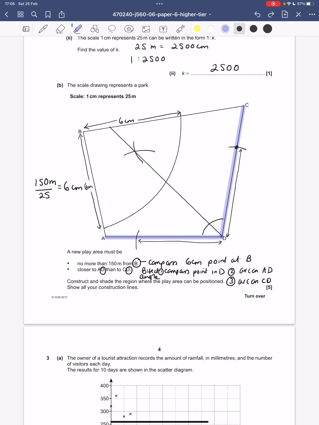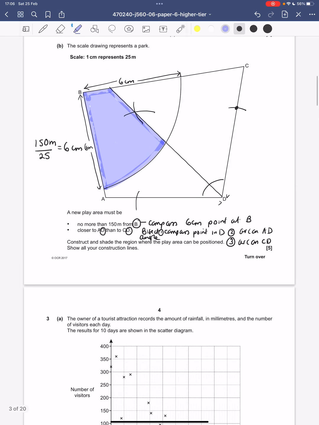Well, no, I'm going to take this out actually, because, well, let's take some of these out. You don't need, that's what you need. You need those arcs. And then we can shade. The shaded part is this here. Because inside this shape here, whatever it's called, we're closer to AD than to CD, and we're less than 150 from B.